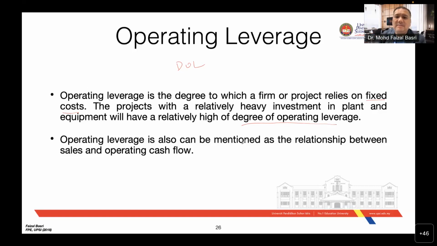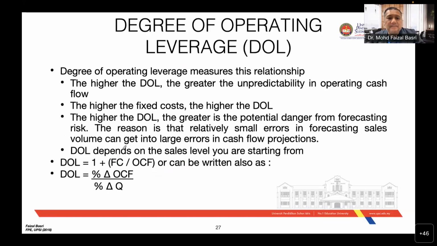So DOL can also be described as the relationship between the sales volume, which is the Q, and the OCF. Okay, so we want to see the relationship between the two. So DOL, degree of operating leverage, measures this relationship. The higher the DOL, the higher the unpredictability. Remember I showed you the predictability just now, meaning the fluctuations. So the higher the DOL, similar to fluctuations, the more unpredictable it would be in terms of measuring the OCF. So very sensitive. One small change can be high changes in terms of the OCF.